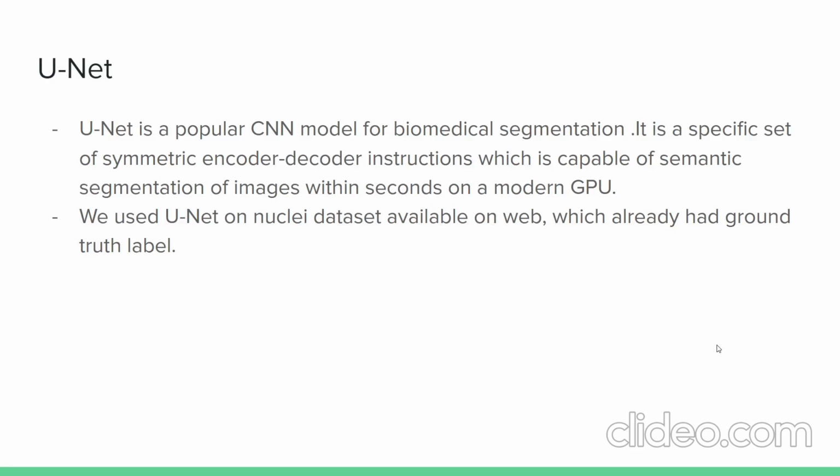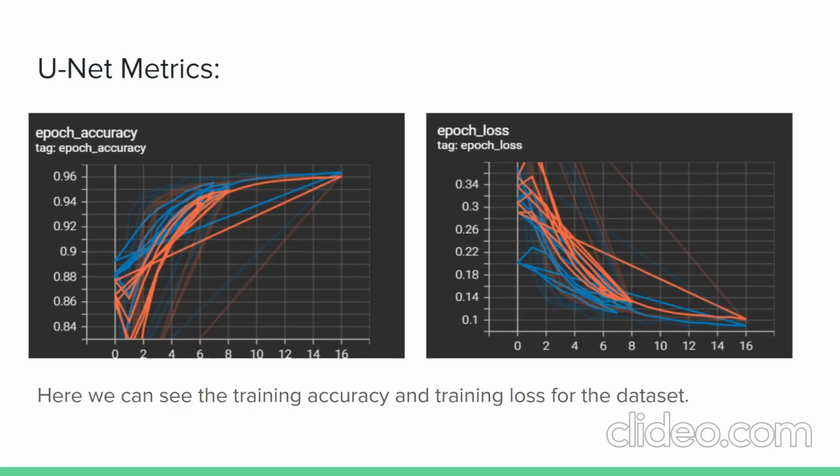Now I will explain the U-Net method that we have used. U-Net is a popular CNN model for biomedical segmentation. It is a specific set of symmetric encoder-decoder structures which is capable of semantic segmentation of images within seconds on a modern GPU. For this, we have used a nuclei dataset available on the web. Our goal is to segment the images which contain cells. The goal is to separate the nucleus from the background of the cell.